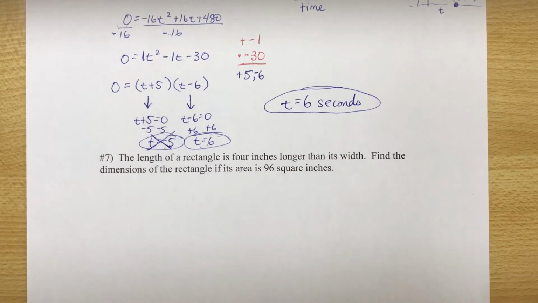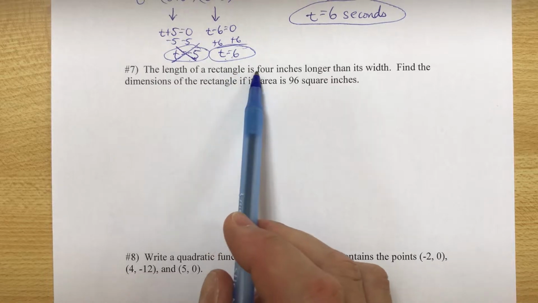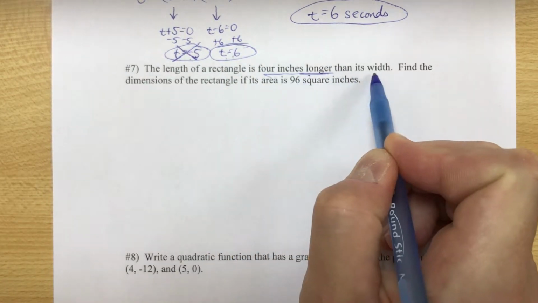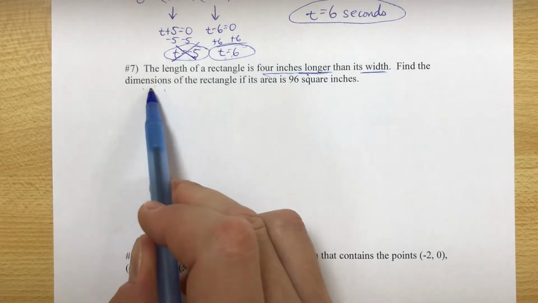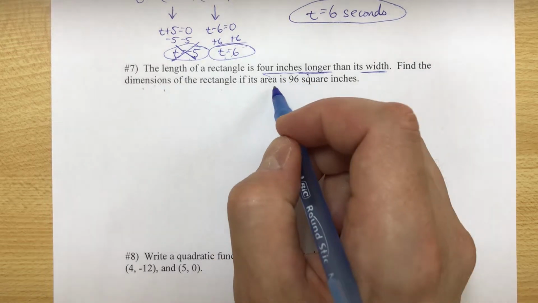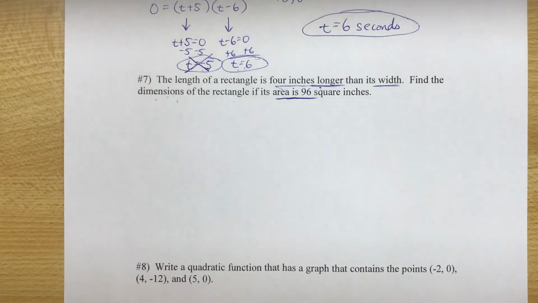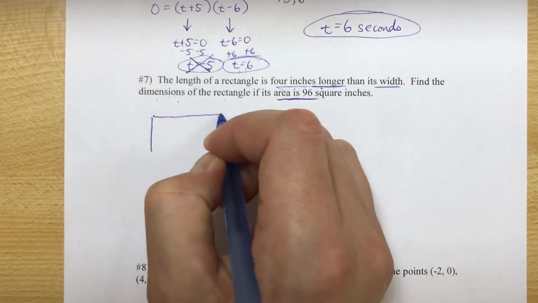All right, let's take 7. The length of a rectangle is 4 inches longer than its width. Find the dimensions, that's length and width, of the rectangle if its area is 96 square inches. Well, they're talking about rectangles. Let's go ahead and draw a rectangle.